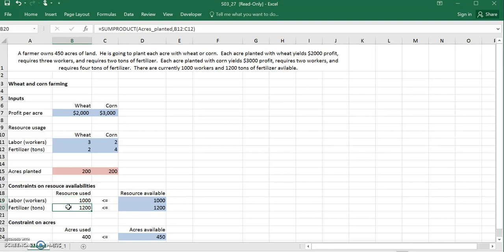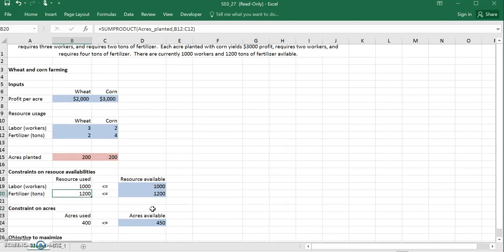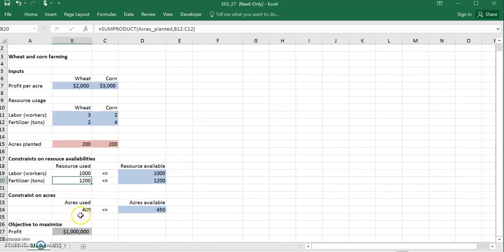The fertilizer used would also be considered a binding constraint because, again, there was none left over. There were 1,200 tons available and 1,200 tons used. The constraints on acres, if you look, you will see that 200 plus 200 is 400. So they only used 400 acres of the 450 acres available. That means that there are 50 acres that are left unplanted. Why is that? Because there's not enough resources up here.